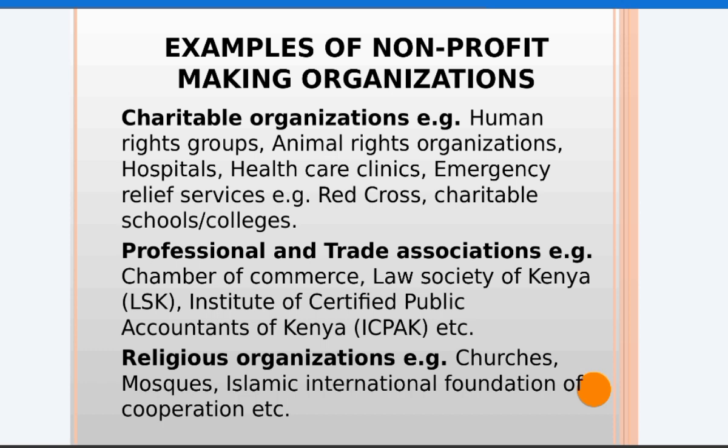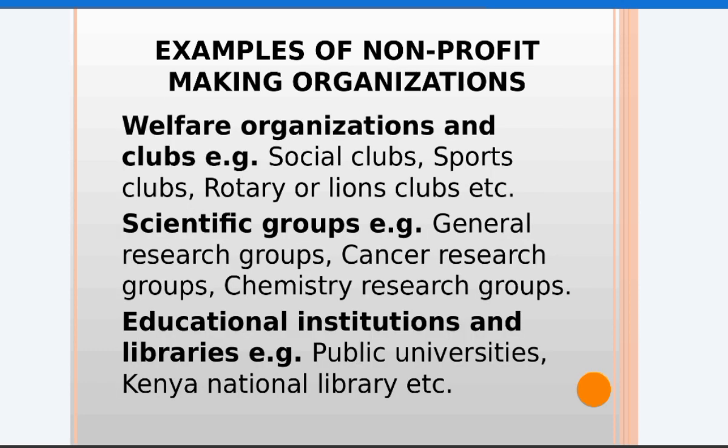We have the ICPAC, that is the Institute of Certified Public Accountants of Kenya. So these organizations are professional organizations, and their main purpose is to serve the interest of the professionals in their various fields. Number three, we have the religious organizations, and these ones include the mosques, the churches, etc. So those ones are also non-profit making organizations that serve the interest of the church members or the religious members.